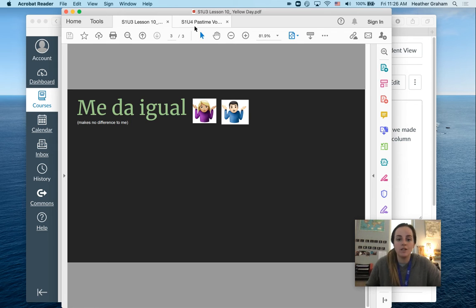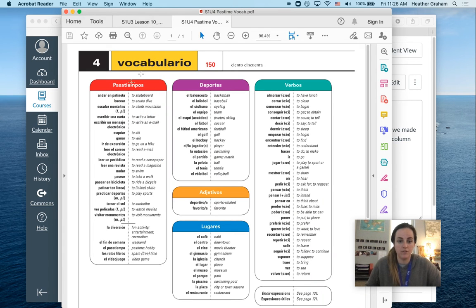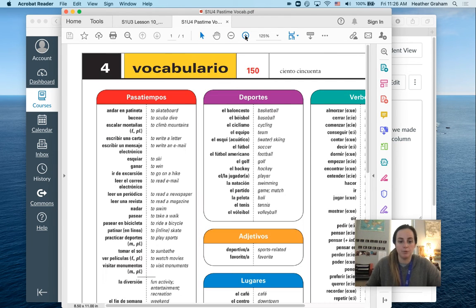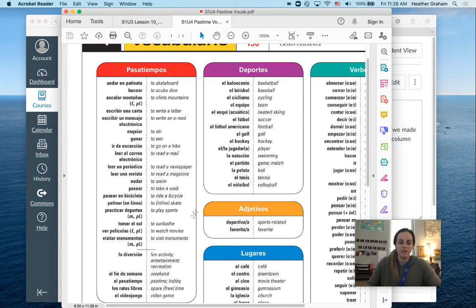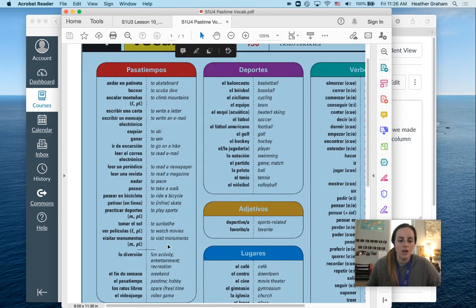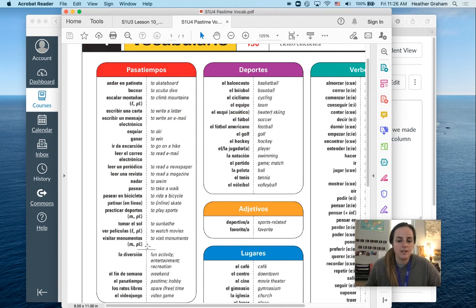So what you're going to do is, if you're on your vocab list on page 150, we're looking at the pasatiempos. Remember, that's really what we're focusing on. On the pasatiempos, you can see that there's this little line right here in between our verbs, which start with to skateboard and go all the way down to visit monuments. Notice that there is a little tiny line where then it goes down to nouns like fun, weekend, hobby, entertainment. You do not need to do the last 5. You are doing and stopping right here.